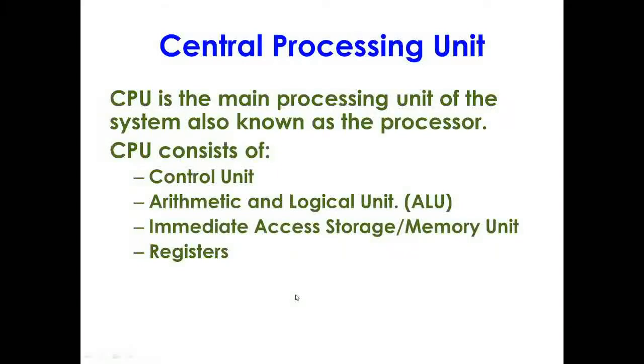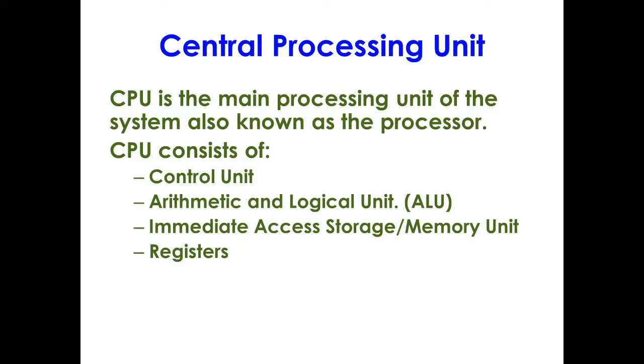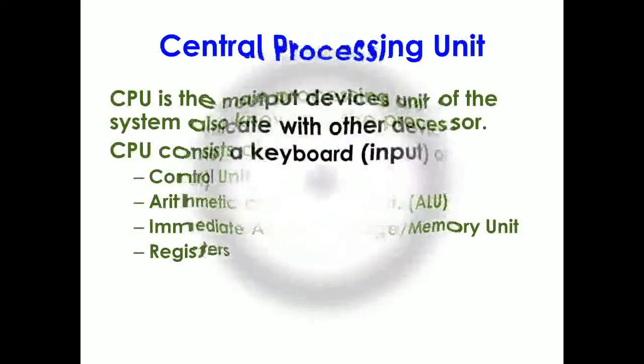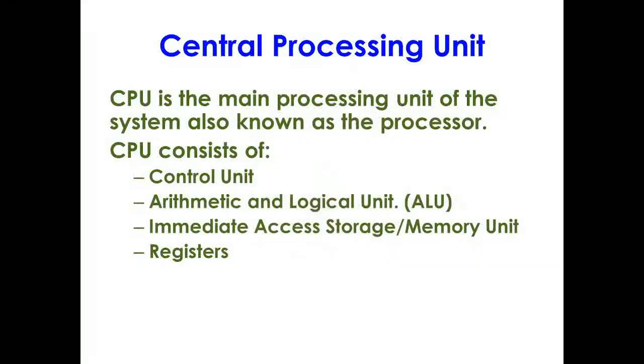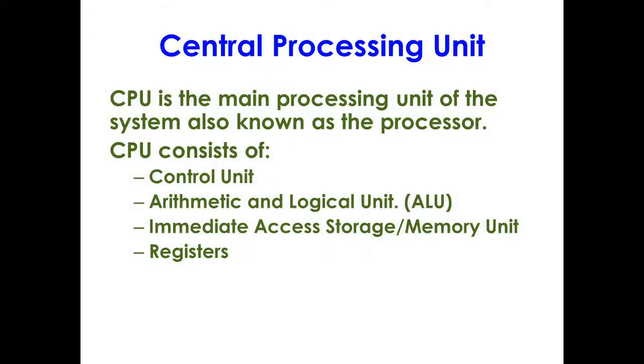Now let us discuss the central processing unit in detail. It's the main processing unit. It is also known as processor. CPU consists of control unit, arithmetic and logic unit, immediate access storage, or you can say memory unit, and registers. The other units like input and output devices are used to communicate with the other devices like keyboard and mouse. Okay, let's go back to the central processing unit, and we will discuss a bit about it.